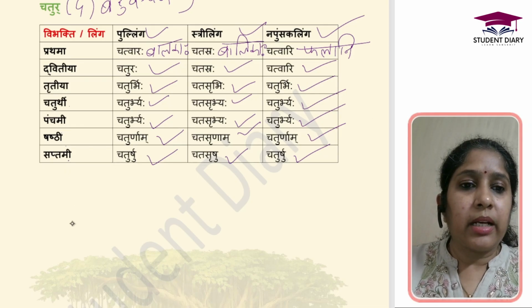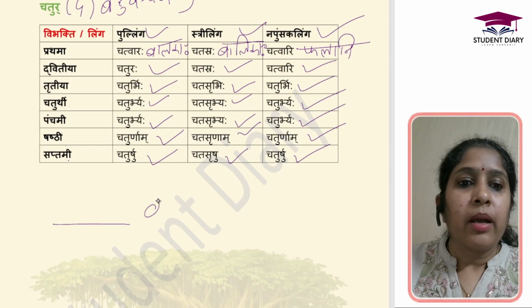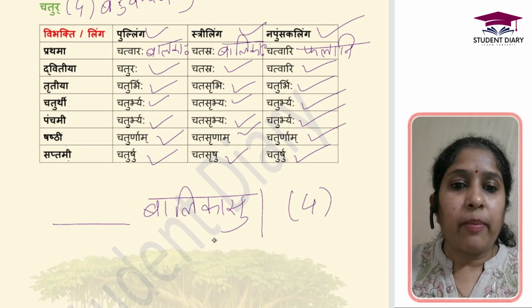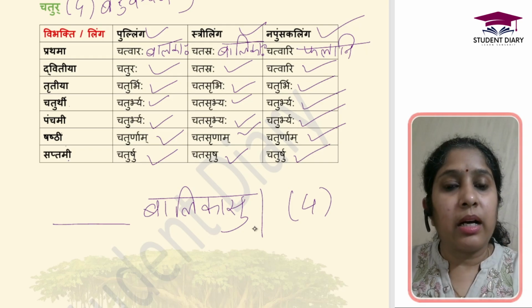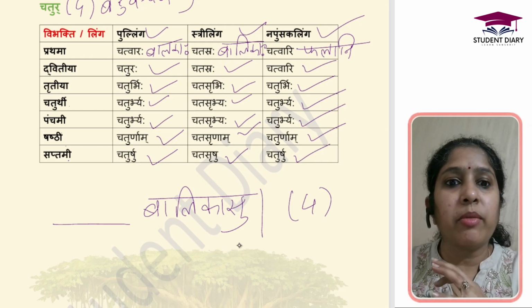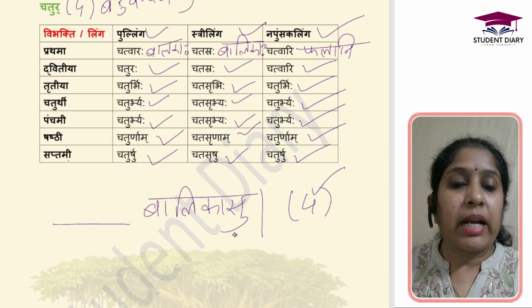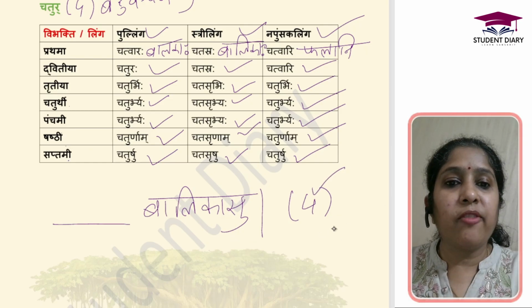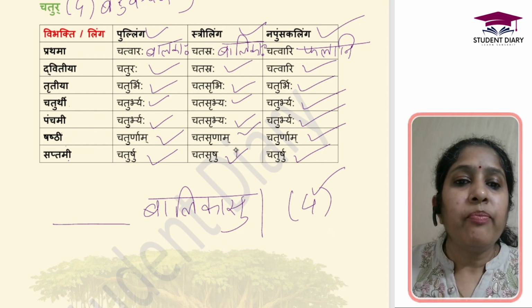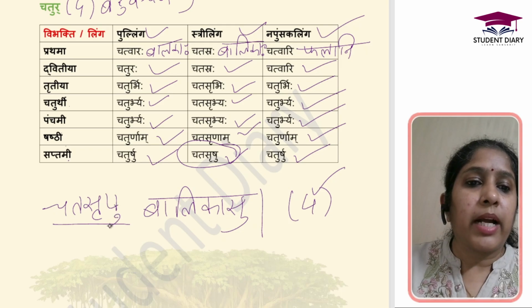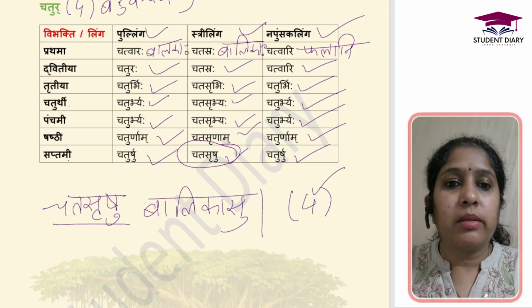So if I say that dash Balikasu. Okay, so if you have to say dash Balikasu, and I am writing the number 4. With the word Balikasu, we understand that it is feminine and it is Saptami Vibhakti, right? And we have to find out the number 4. So that means it is Bahuvachan, right? If we are saying 4, correct? So which word will come? Chatasrishu. Chatasrishu. That means among the 4 girls.